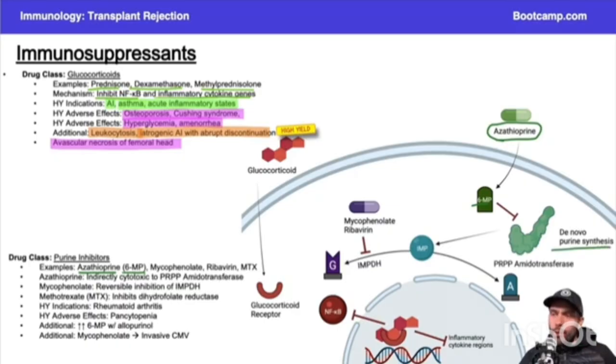And we'll go into this in more detail in the biochemistry. But the enzyme here is PRPP aminotransferase, right? This is the rate limiting step in de novo purine synthesis. Again, when I'm saying purine synthesis, I'm talking about the synthesis of the building blocks of DNA. That's what we're talking about.